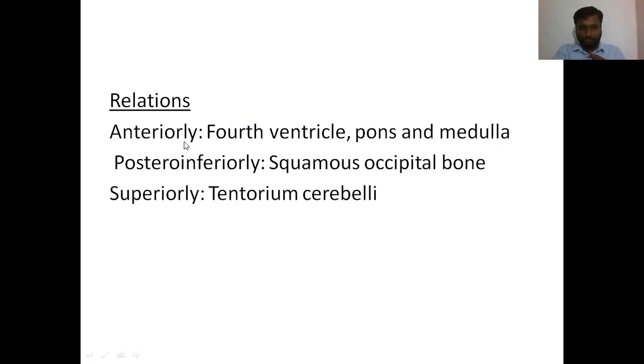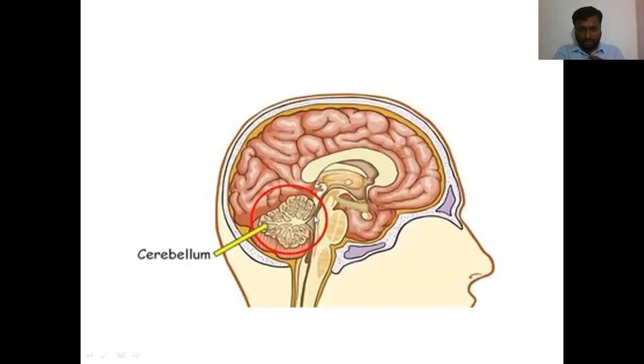Now relations. We'll see some important relations. Anteriorly, the pons and medulla, no doubt. Between the cerebellum and the brain stem, we can see the fourth ventricle. Can you see a small tent-shaped space here? This triangular area is the fourth ventricle. So anteriorly, it is related to the fourth ventricle, pons, and medulla.